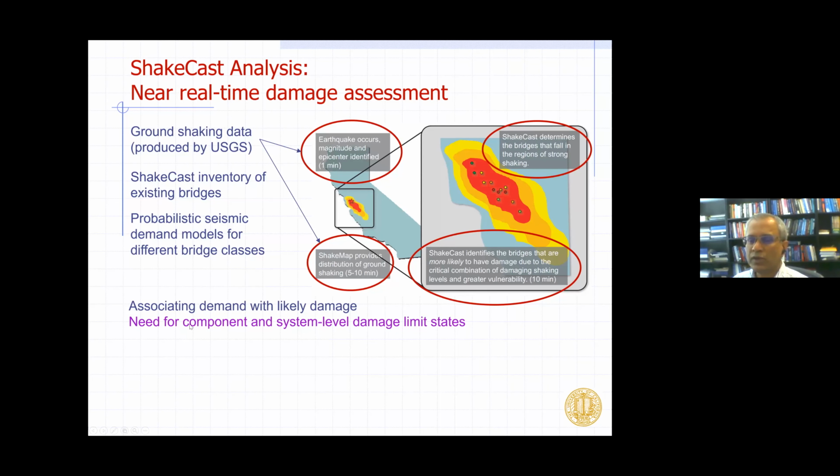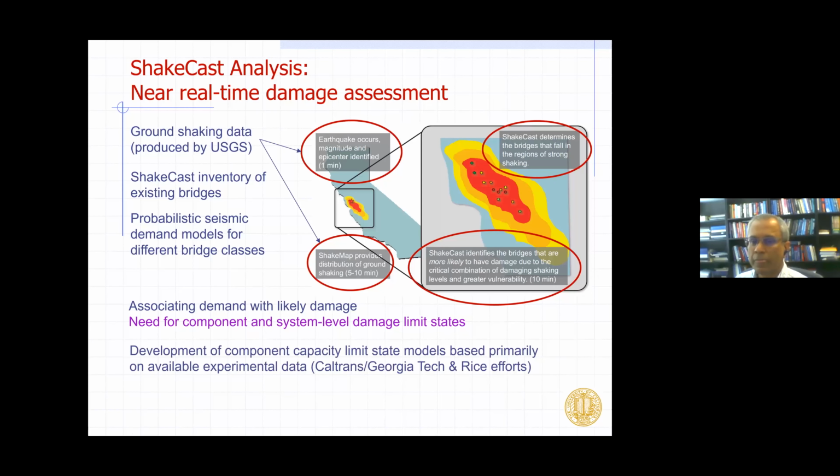All right, so of course you need both component level as well as system level damage states. And like I said, this study is focusing primarily just on the column itself and not on the system. And just to mention, a lot of this work, Caltrans has funded a pretty large project at Georgia Tech along with Rice University, and they have gone through and created a pretty large experimental database.